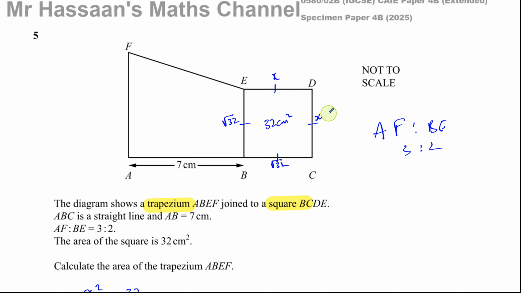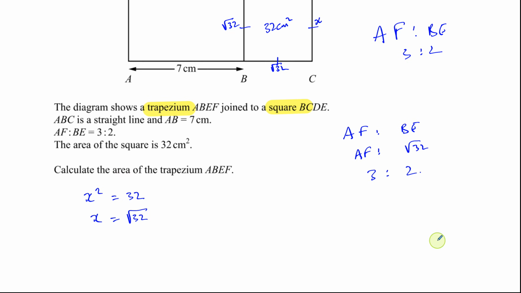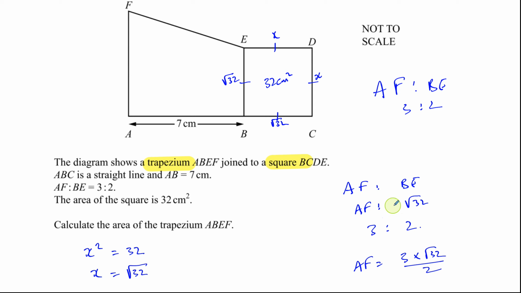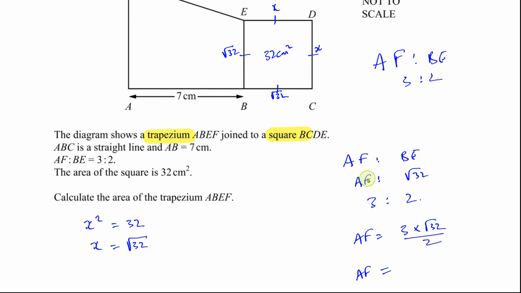Now it says also that AF to BE is in the ratio 3 to 2. So we don't know what AF is. So we can say AF to BE, which we know is root 32. So we can work out now AF by using simple proportion, 3 times root 32 over 2. So that's going to be AF. Okay, so if we know the length of AF, we can now find the area of the trapezium.